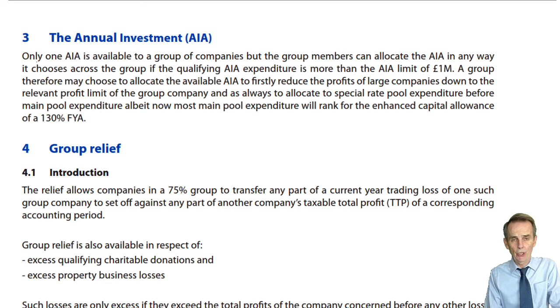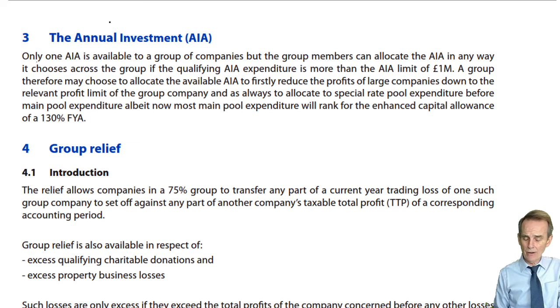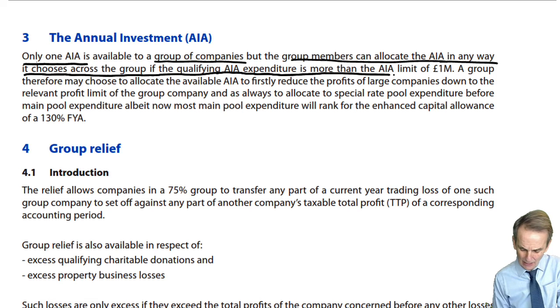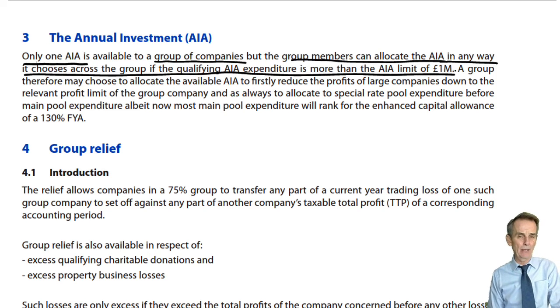Well, as we briefly discussed in the introduction to this lecture, if you are within a 51% group of companies, then only one AIA would be available for the entirety of that group. And that's what we're greeted with here at the start of this short note in section 3. There is only one AIA that will be available to the group of companies. But the group members can allocate that AIA in any way they choose across the group if the qualifying AIA expenditure is more than the AIA limit of £1 million.